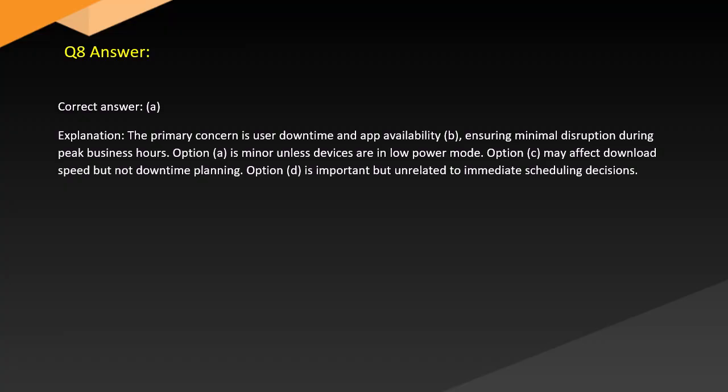Answer. Correct answer: A. Explanation. The primary concern is user downtime and app availability. B. Ensuring minimal disruption during peak business hours. Option A is minor unless devices are in low power mode. Option C may affect download speed but not downtime planning. Option D is important but unrelated to immediate scheduling decisions.